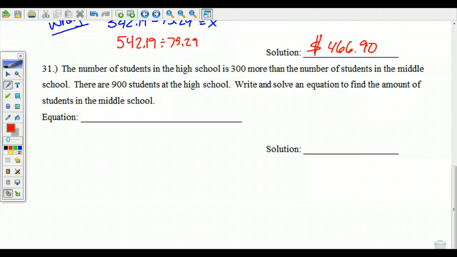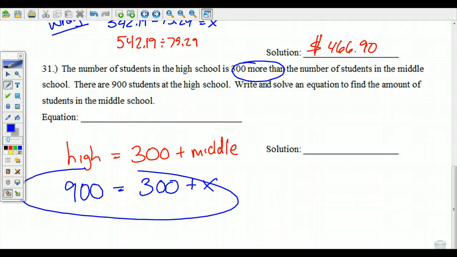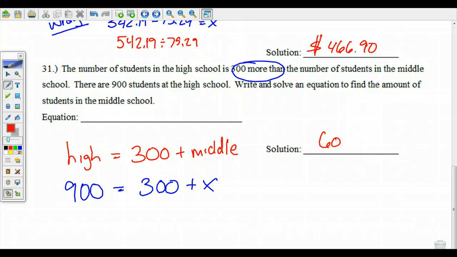31. It says the number of students in high school is 300 more than the number of students in the middle school. So it's high school is 300 more than the middle school. So that's kind of your equation right there. More than is our keyword. They say that we're going to make this an addition one. So in the high school there were 900. And we don't know how many there were in the middle school. So there's our equation. And when we solve it, we'll subtract 300 from both sides and get 600.